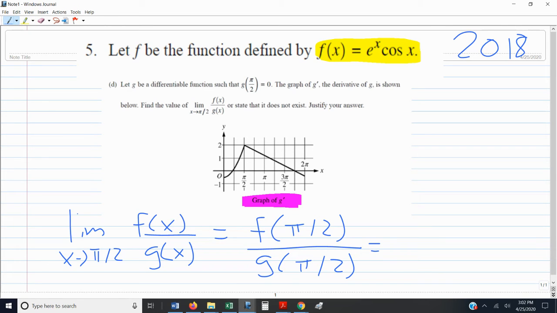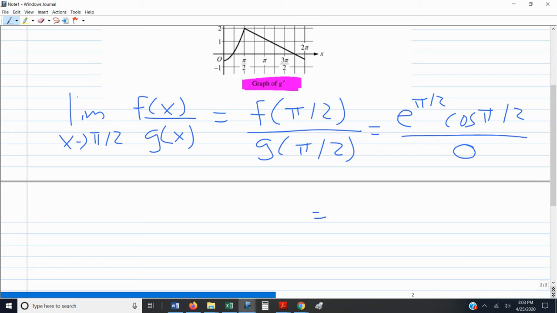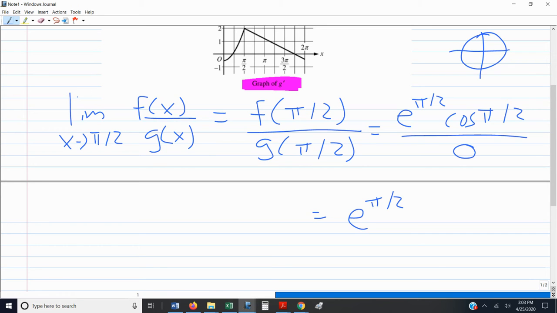So f of pi over 2 is e to the pi over 2 cosine of pi over 2. And g of pi over 2, they gave you, and it's actually 0. And I'm going to keep going just really quickly. E to the pi over 2, we don't have a calculator, so we're going to just leave it. And then cosine of pi over 2.